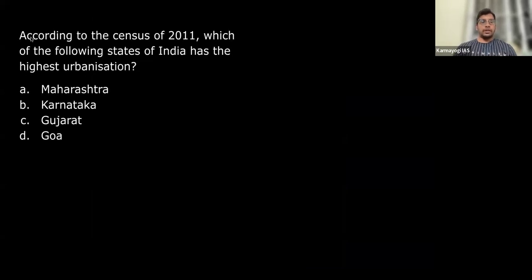The last question for today's session. According to the census of 2011, which of the following states of India has the highest urbanization? Highest urbanization in the sense that, of the total territorial area, how much area is urbanized. So which one is the largest? Maharashtra, Karnataka, Gujarat, Goa. So the answer is D, Goa.